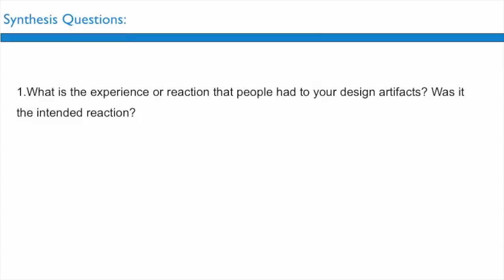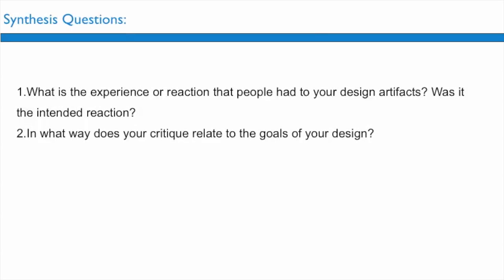this influences how you're going to revise in the next steps. The next question to think about is, in what way does your critique relate to those goals that you had for your design? An example of this is what we've previously mentioned was if you wanted your artifact to be accessible, but you received feedback that it was not, then this is something that directly relates to your goal of accessibility and consequently is something you're going to want to address in your next steps.